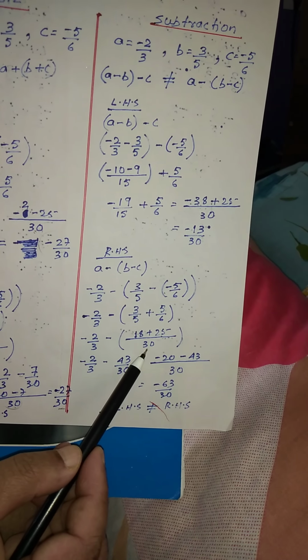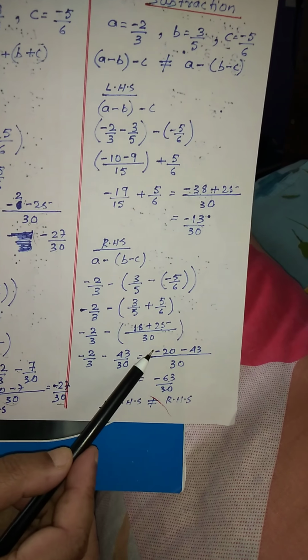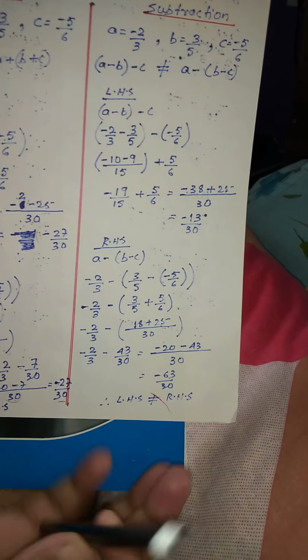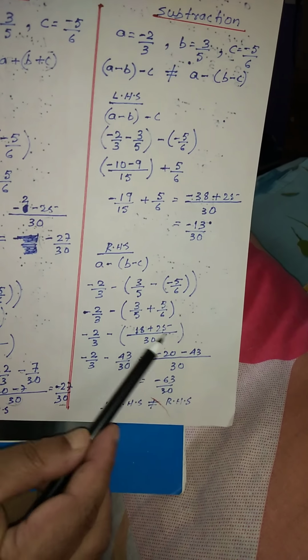30. When you divide 30 by 5, what is the answer? 6. So 6 3s are 18. Again, when you divide 30 by 6, what is the answer? 5. So 5 into 5 is 25. So what is the sum of these two numbers?